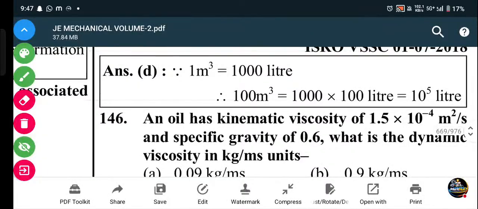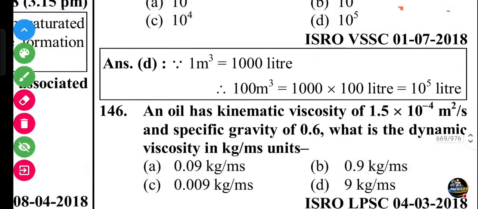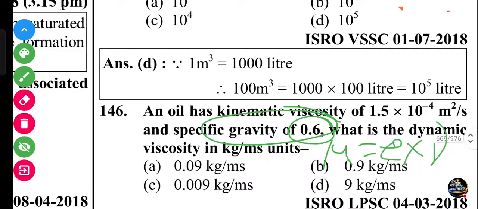Next question. An oil has the kinematic viscosity and the specific gravity 0.6. What is the dynamic viscosity? From the specific gravity we can calculate the density also. How do you find the density? You know the density equal to specific gravity into 1000, so 600 is the density. Kinematic viscosity is given. We know the dynamic viscosity equal to density into kinematic viscosity nu. If you multiply those, then you get the answer.